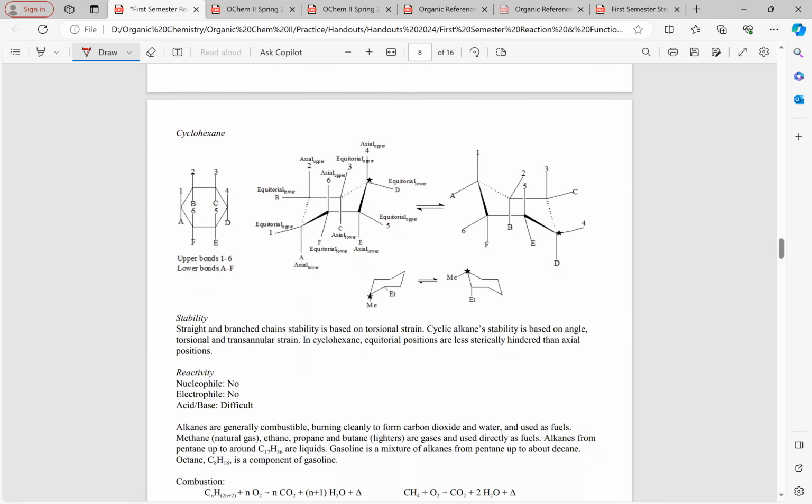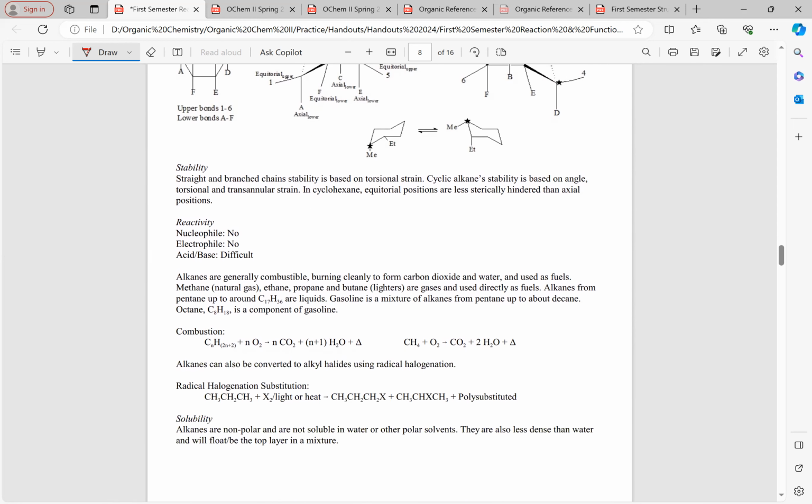Oh, don't forget our favorite cyclic alkane, which is cyclohexane. And I did this nice little review for you. It's axial, equatorial. All right, stability. Straight and branched chains are based on torsional strain. So remember, this is Newman. So if you want to know if a straight or a branched chain alkane is very stable, you would look at this eclipsing, okay? Eclipsing versus staggered. That is torsional strain, okay?